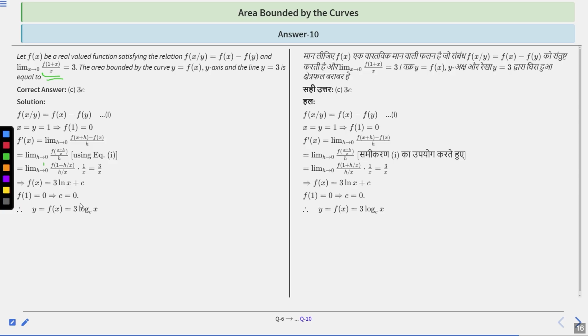f'(x) = 3/x, and when we find f(x) by integrating both sides, we get f(x) = 3 ln x + c. And from here we know that f(1) = 0. Therefore, by putting f(1) = 0, we get c = 0. Therefore, the final equation is y = f(x) = 3 ln x, so we got f(x) as 3 ln x.